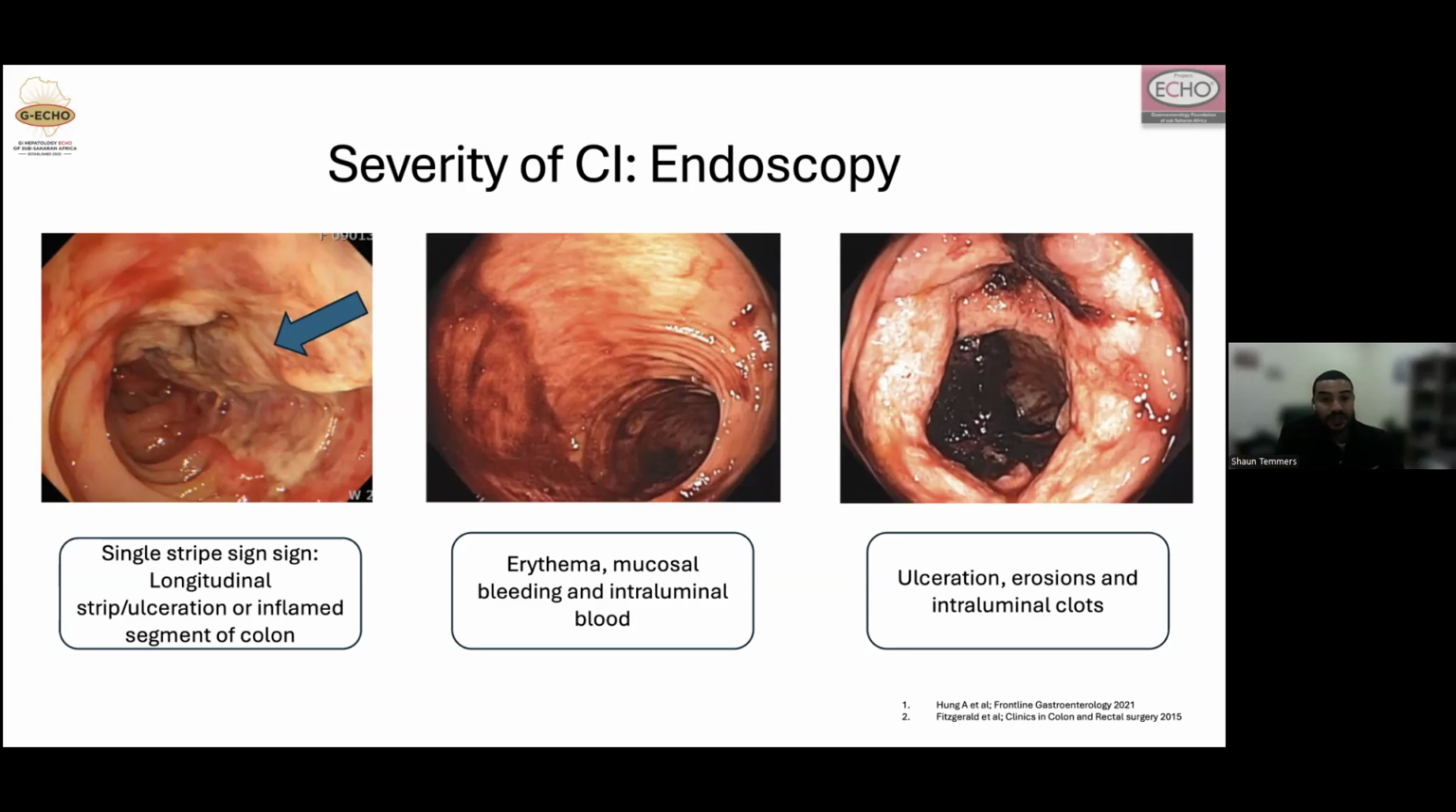Other things could be simply erythema, mucosal bleeding with some intraluminal blood. Once you see ulcerations, erosions, and intraluminal clots, you should not proceed any further with the colonoscopy, as the risk of perforation through that disease segment is quite high.